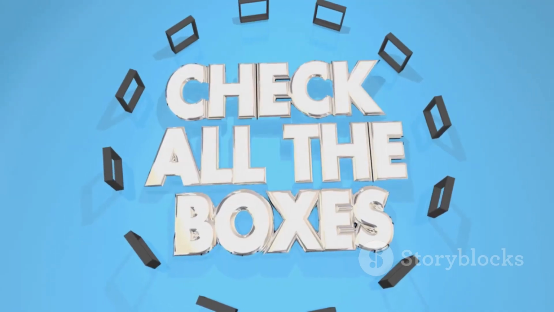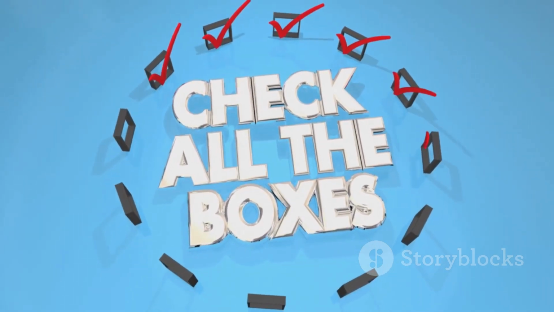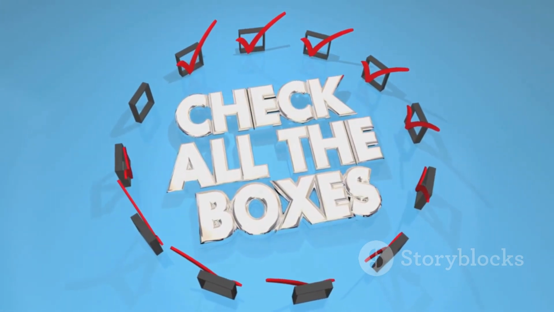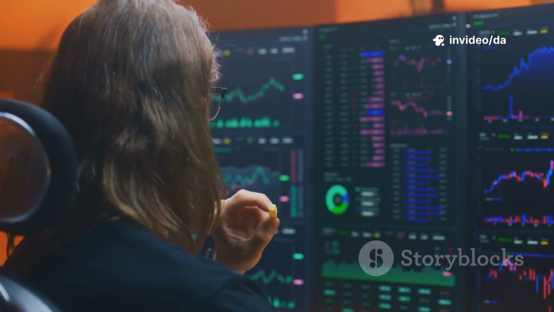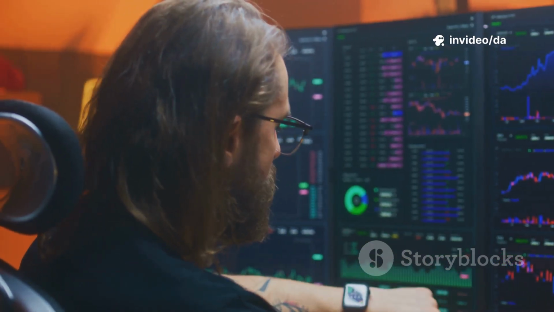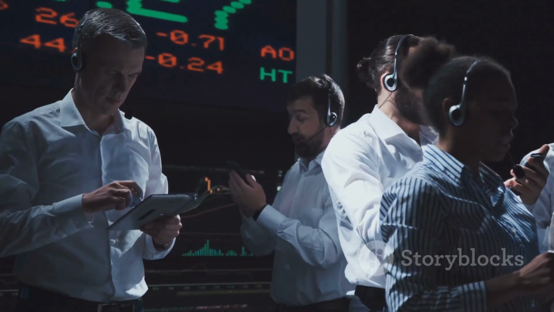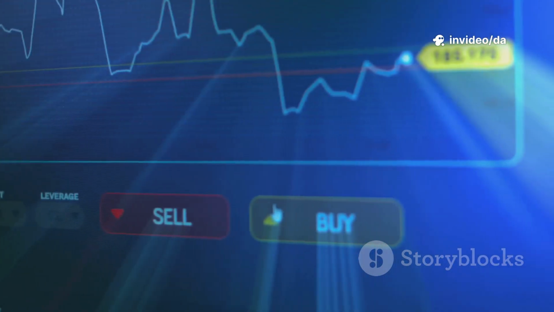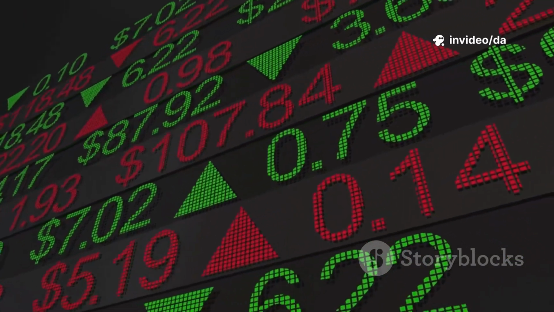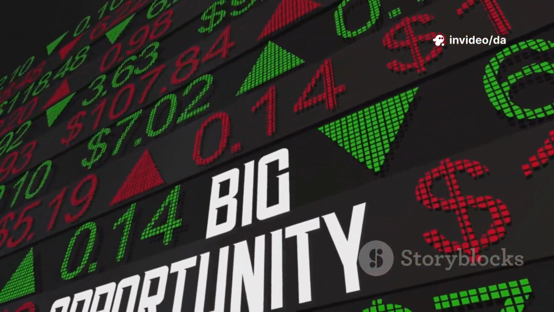Advantages: guaranteed execution, in most cases. As long as there are buyers or sellers in the market, your order will likely be filled. This is important when you need to enter or exit a position quickly. Simplicity. Market orders are straightforward and easy to understand, making them ideal for beginner traders. Speed. Market orders are executed almost instantly, allowing you to act quickly on market opportunities.